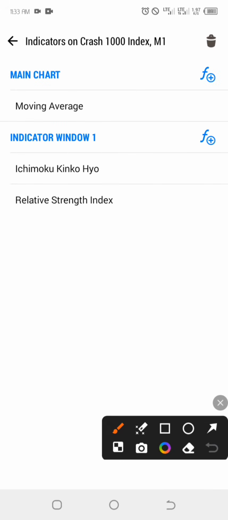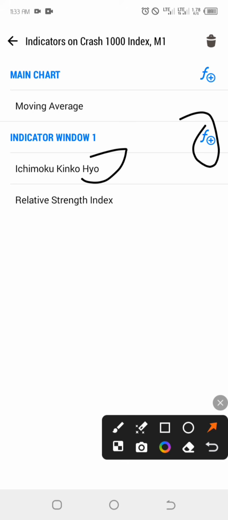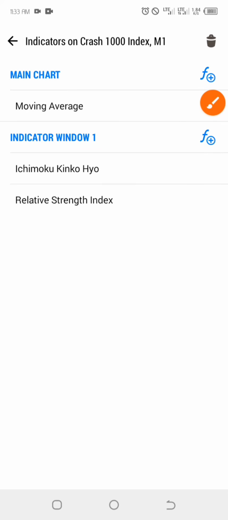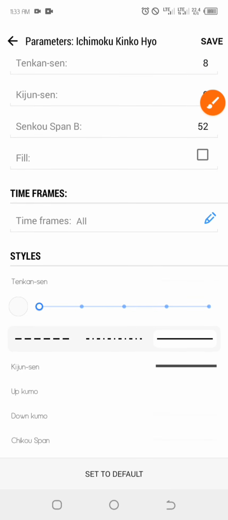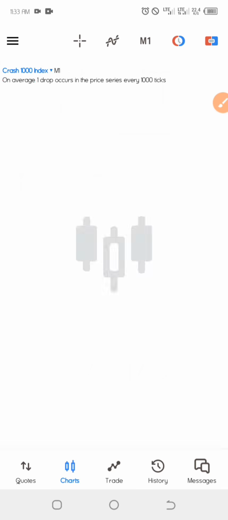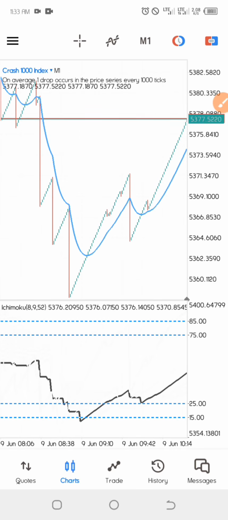Now to the next indicator, which is the Ichimoku. Click on this F icon, because once you add the RSI, the RSI is going to be set on your indicator window 1. So click on this F icon of the indicator window 1, search for your Ichimoku and click on it. For the Ichimoku, the Tenkan is 8, the Kijun is 9, the Span B is 52. For the style, we only need the Kijun in our chart. All the remaining should be set to your background color. Then click on save, and that is all the indicators you're going to be using for the strategy.